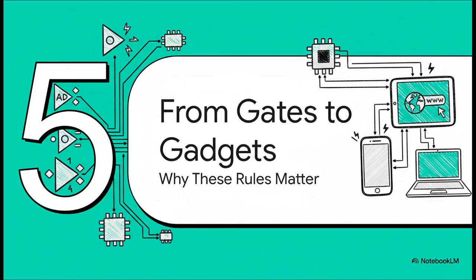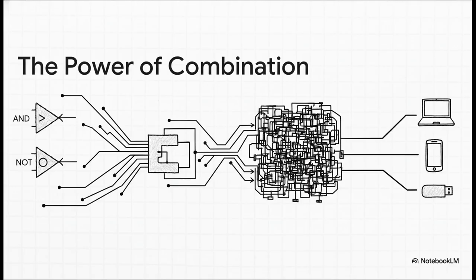But what does all of this add up to? I mean, how do we get from here to watching videos on the internet? Well, here's the crucial point. Individually, these gates are super simple. But by combining billions of them in really ingenious ways, we build incredibly complex circuits. And these circuits, they're what allow a calculator to do math. They're what allow a computer to store a bit of memory.